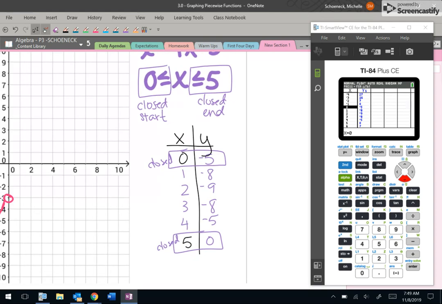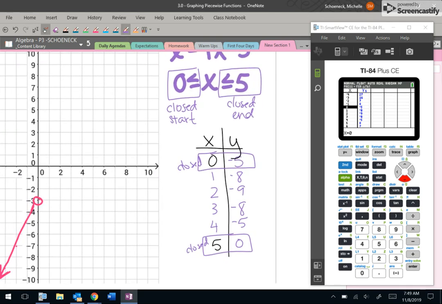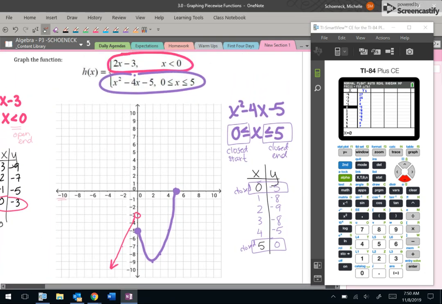Now let's go to our grid and actually plot these points. 0, -5 is a closed circle. 1, -8 is a regular point. 2, -9. 3, -8. 4, -5, and then 5, 0 is also a closed circle. So we're just going to make it nice and obvious that it's a closed circle. And then we connect them. And there's our piecewise function h of x.